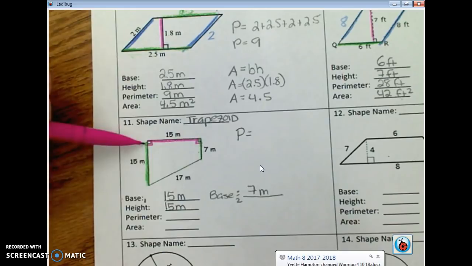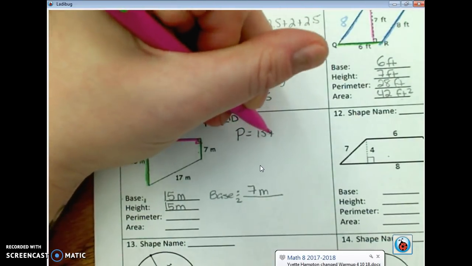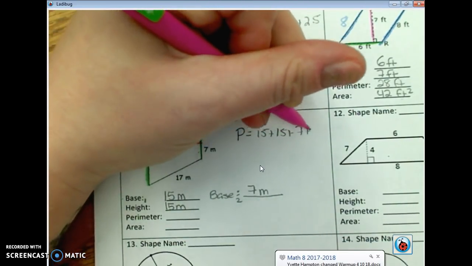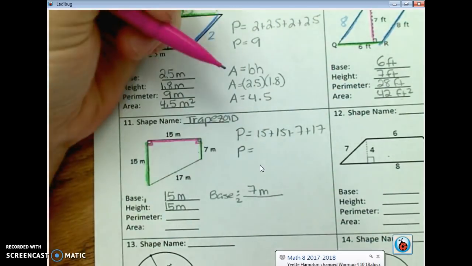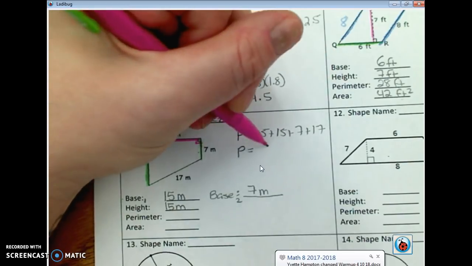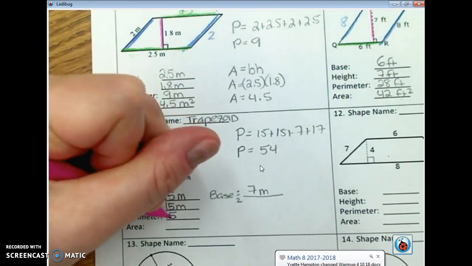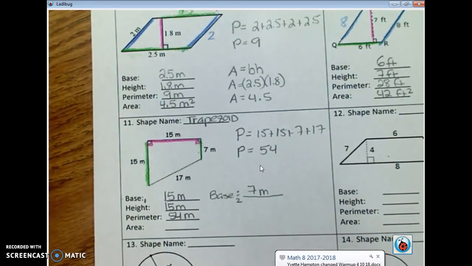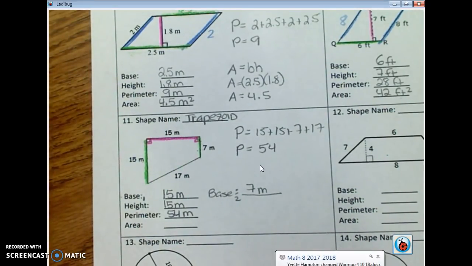The outside lengths are 15 plus 15 plus 7 plus 17. So I have 15 plus 15 is 30, 7 and 17 is 24. So that's 54 meters. Okay?